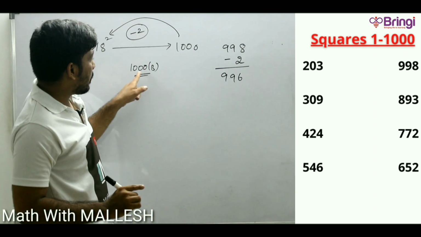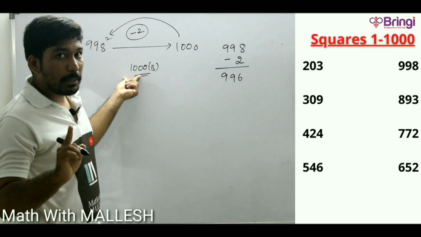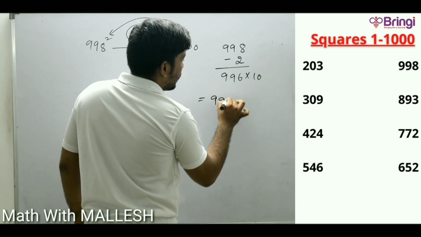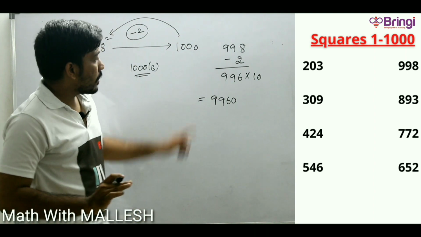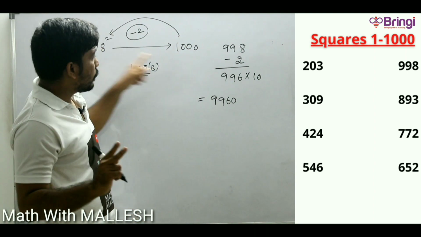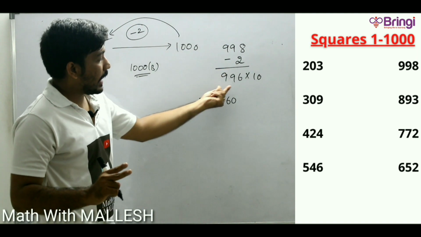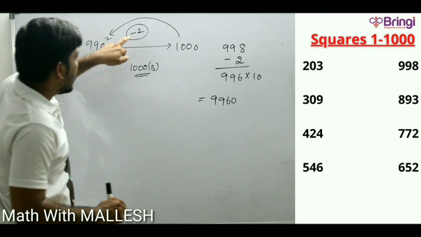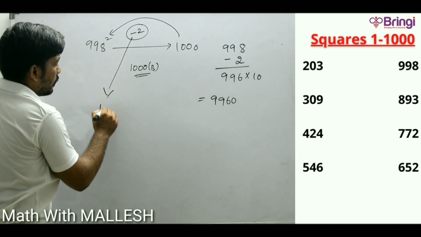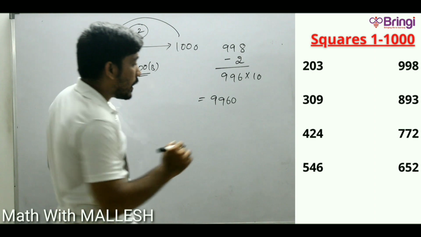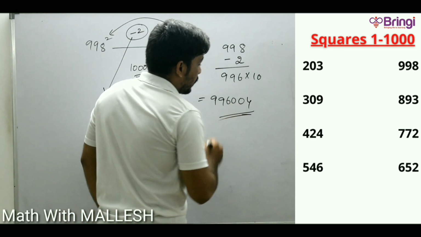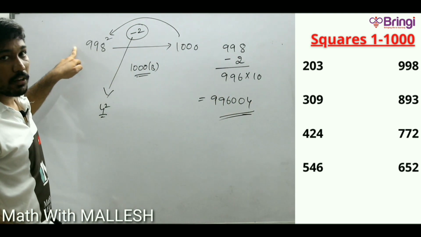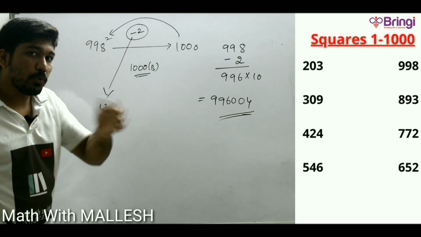Clear? And the next step, base 1000, so multiply with the 10. If you multiply with the 10, it's going to be 9960. Clear? So how much less is there? 2 from the 1000. So subtract 2, 996, and multiply with the base value 10, 9960. And 2 square, what is 2 square value? 4, and we should not write 4, we have to write it as 04. 996004 will be the square of 998. Clear? Moving on to the next example.